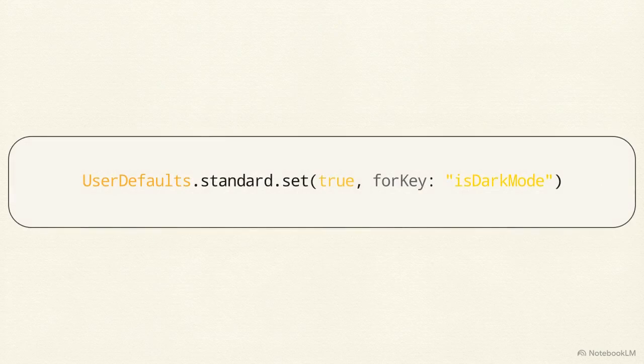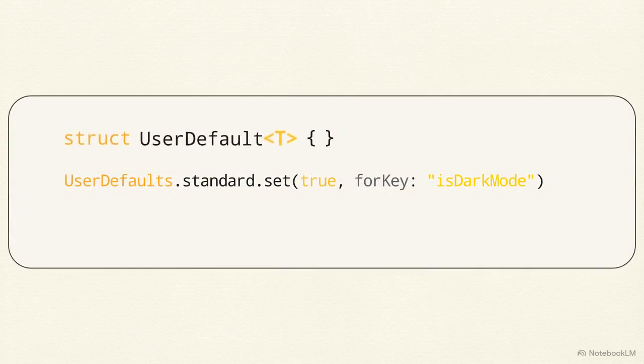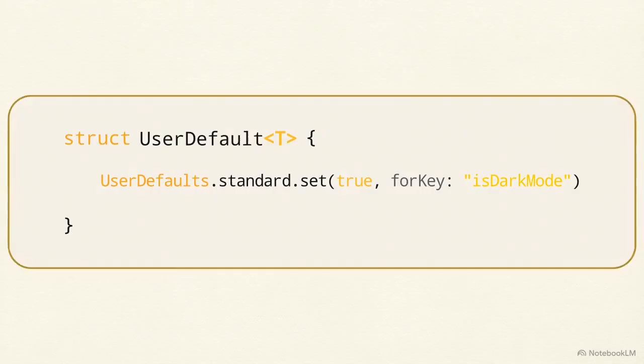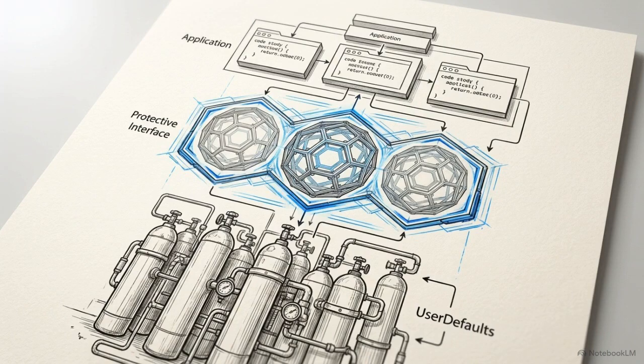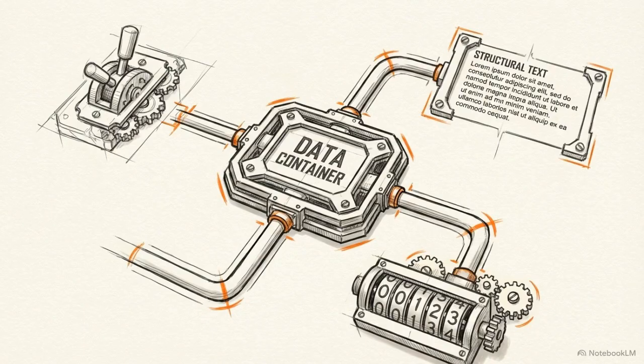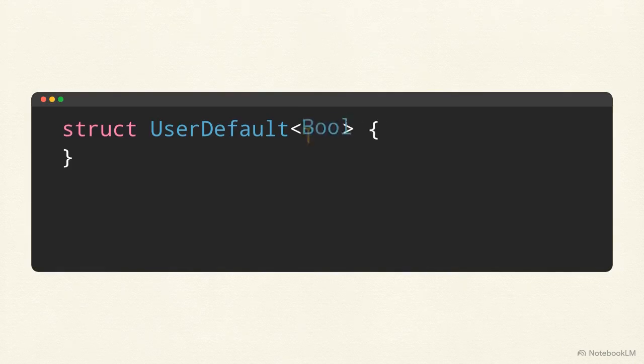We need to bridge this gap by forcing the dynamic, string-based key-value API into a safe, compile-time verified structure. To protect the application, we need to build an abstraction layer that sits between our codebase and the raw UserDefaults API. This layer must be a reusable container capable of handling any data type, Booleans, strings, or integers, without duplicating code. We start by defining a UserDefault struct, declaring it with a generic type parameter. The T syntax allows the struct to adapt to whatever data type the developer eventually specifies when using it.